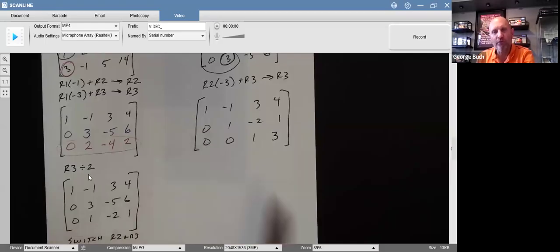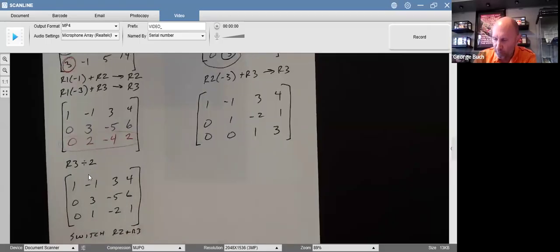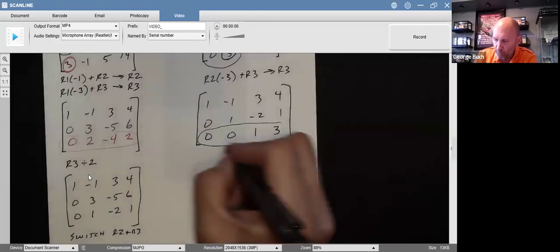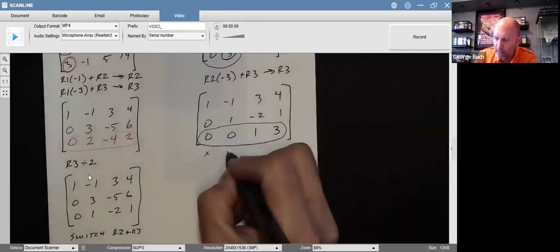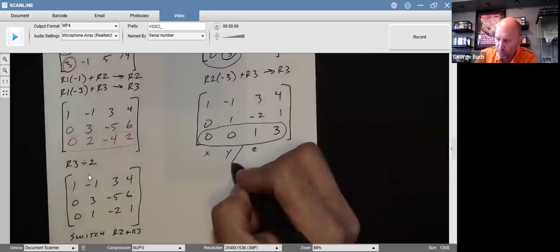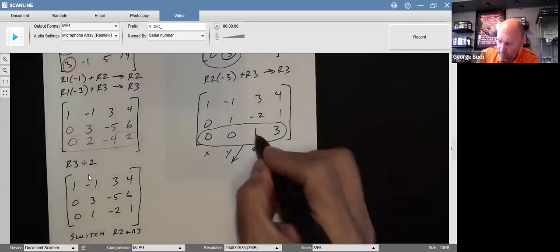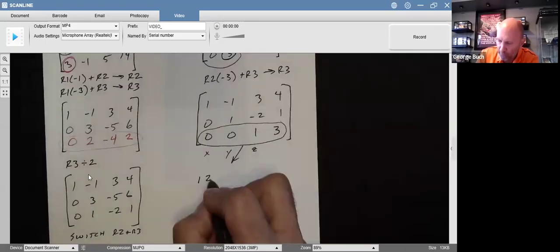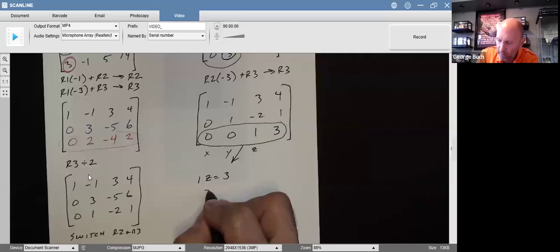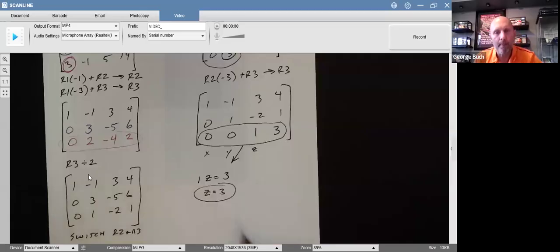And now what do we say? Get out of the matrix. Why? Because this bottom row, this is my X column, Y column, Z. So I can rewrite this as what? 1Z is equal to the constant, or just what? Z is equal to 3.